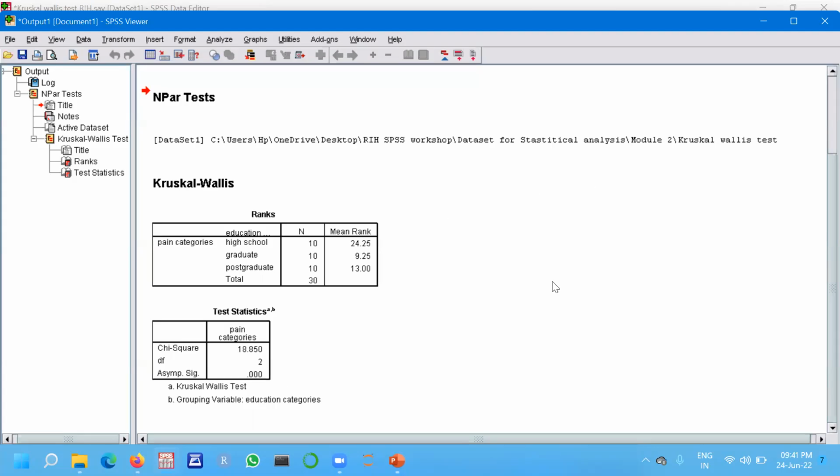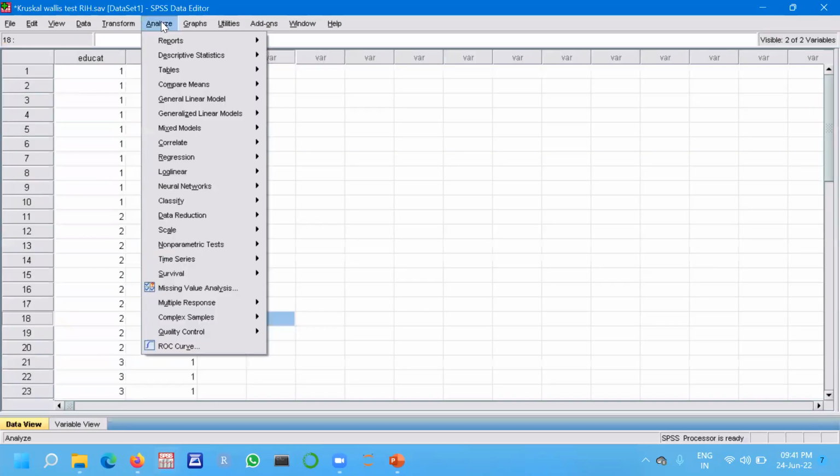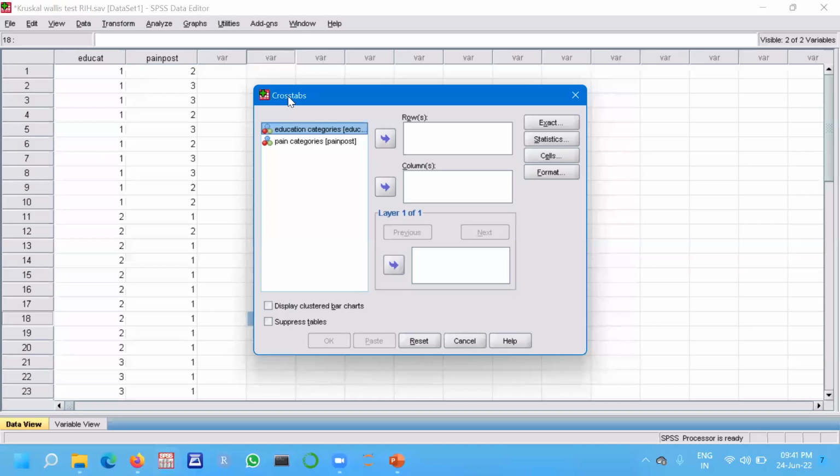Now how much is it? Which group is having more pain perception? Which group is having less pain perception? Let us see how to do that. Okay, analyze, descriptive, cross tab. Okay, so here we need to give pain category in the row, education category in the column.